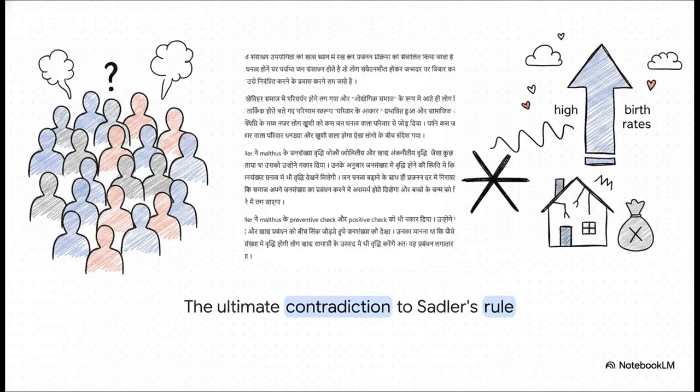And then we hit the ultimate contradiction to Sadler's rule: the slum paradox. Think about slum areas. Population density there is at its absolute peak. People are literally living shoulder to shoulder. According to Sadler's strict law, fertility in these areas should just plummet. Yet reality shows us the exact opposite. In these highly dense, economically challenged areas, birth rates remain exceptionally high. It completely proves that density alone doesn't just organically cure overpopulation.